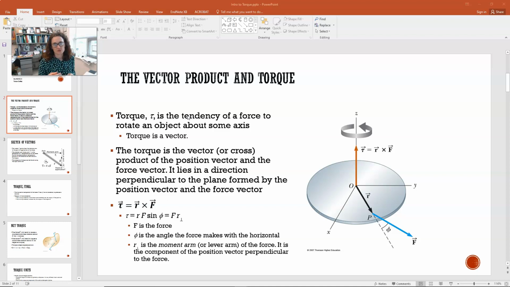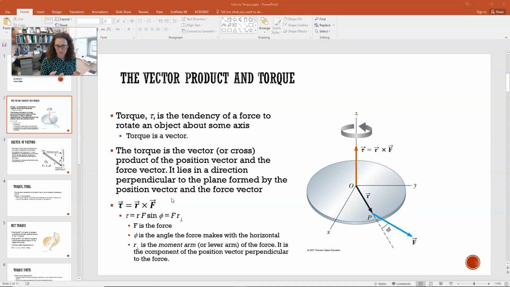So the result here of the torque is going to be perpendicular to the plane formed by the position and the force vector. So here, in our little sketch, R and F are in the XY plane, and so torque is perpendicular to that in the Z. Now, specifically, the direction of torque can be found via the right-hand rule, which was covered in a previous lecture.